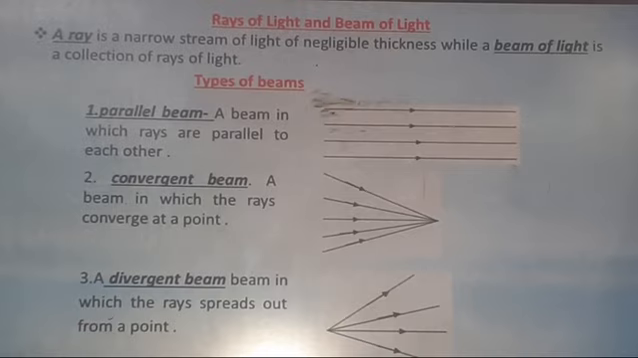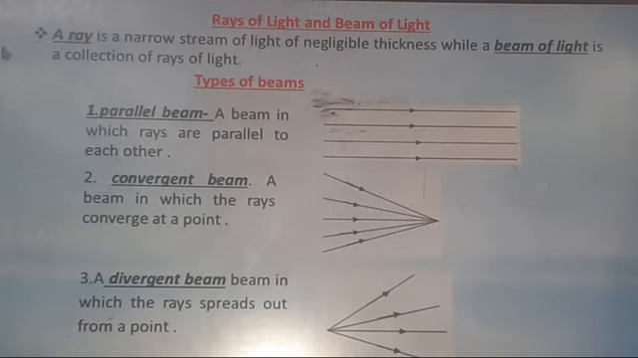Therefore, types of beams. We have three types of beams: parallel beam, convergent beam, and divergent beam. We start with the parallel beam, a beam in which rays are parallel to each other. Convergent beam, a beam in which the rays converge at a point. This is demonstrated when we are using a hand lens. It concentrates all the rays to one point.